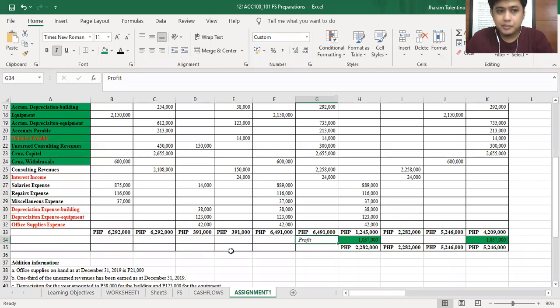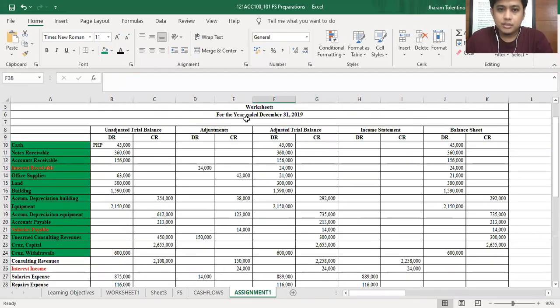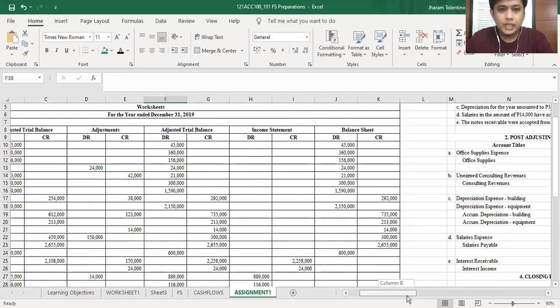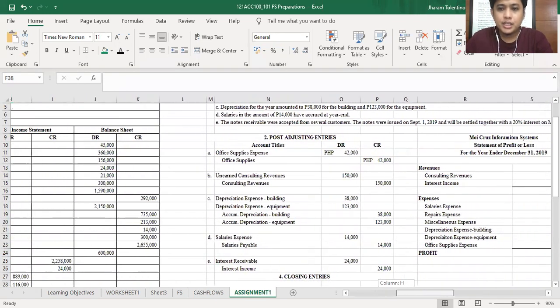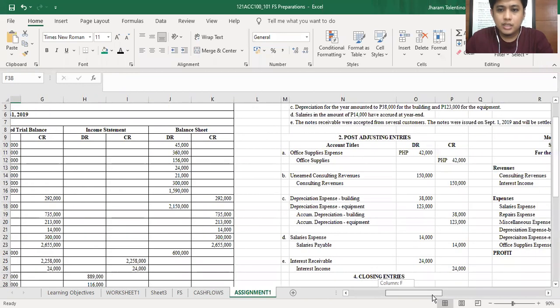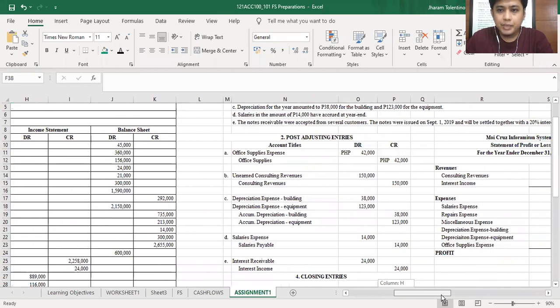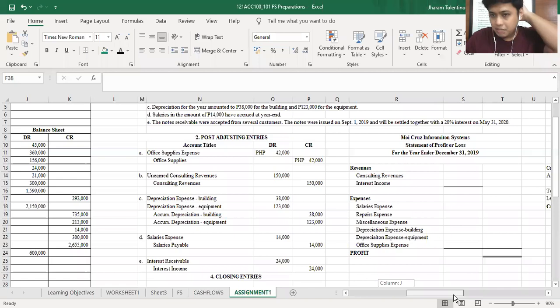Sa akin, green kasi profit yung pinag-uusapan. Okay? Then, yun. Tapos na yung worksheet ninyo. So that is about 10 minutes of your time for the preparation of the worksheet. Next, continue tayo. Now we prepare the financial statements or the basic.